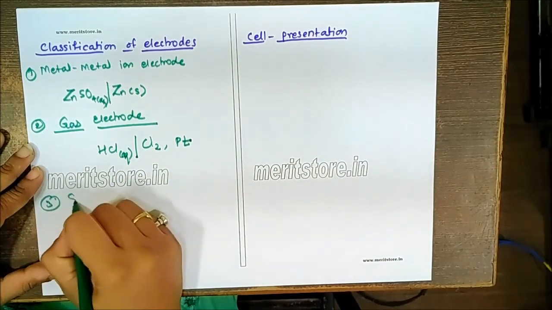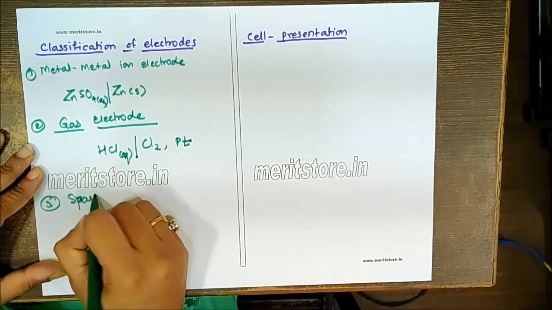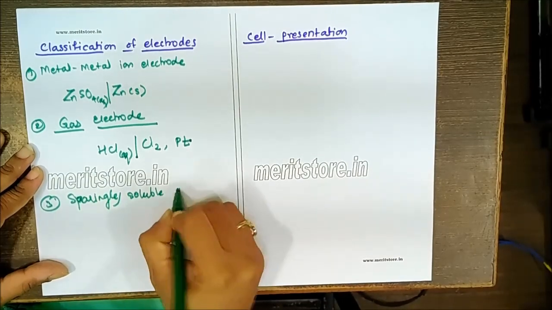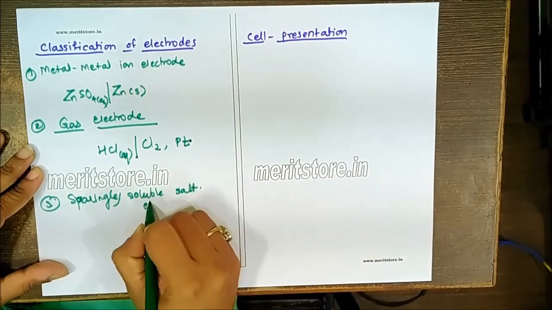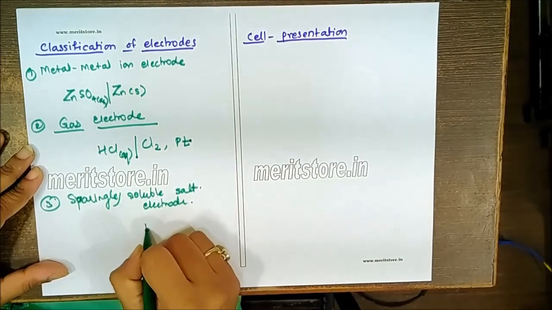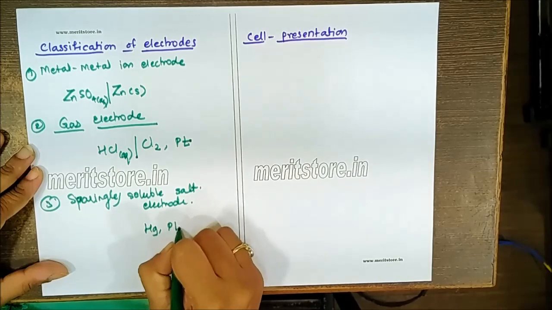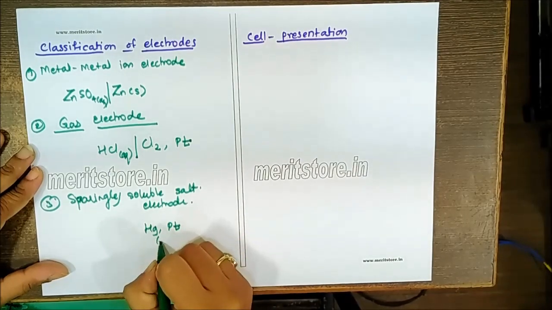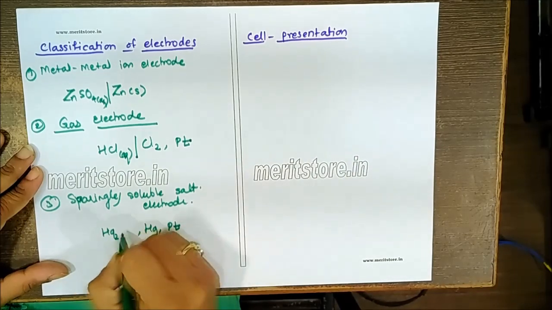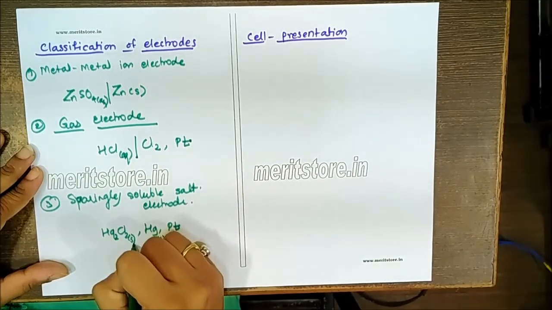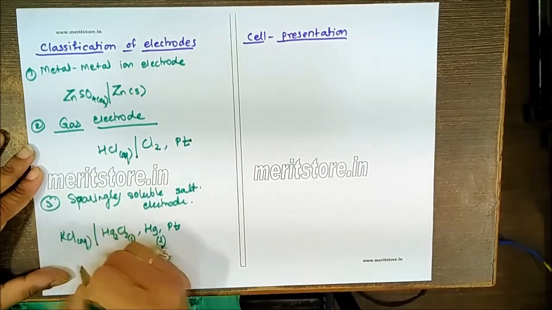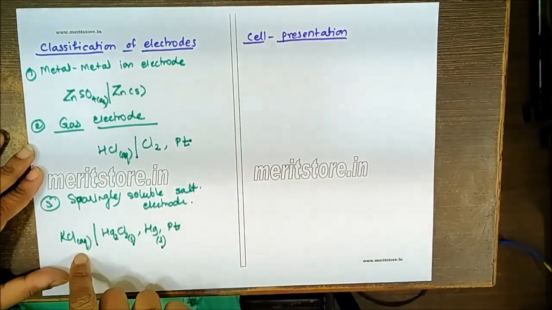Then we have the third one, the sparingly soluble salt electrode, where there will be some metal, for example mercury. For electrical contact we provide platinum because mercury is in liquid state. It will be in contact with its salt like Hg2Cl2, but it's sparingly soluble. Hence, we take one more electrolyte containing the anions. For example, the chloride ions are present here.